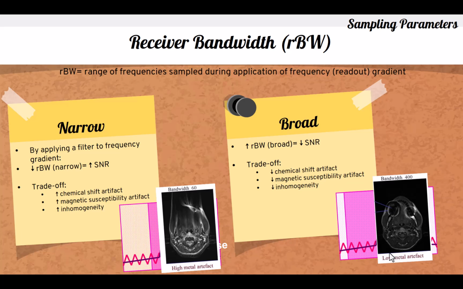So let's compare the two images now. You can see that this image with a broad receiver bandwidth has less signal. The tissues are not as hyperintense, but the metal artifact is blooming out less. So you've contained this artifact into a smaller area, which is good sometimes when you're scanning areas where you know that there's metal within the body.